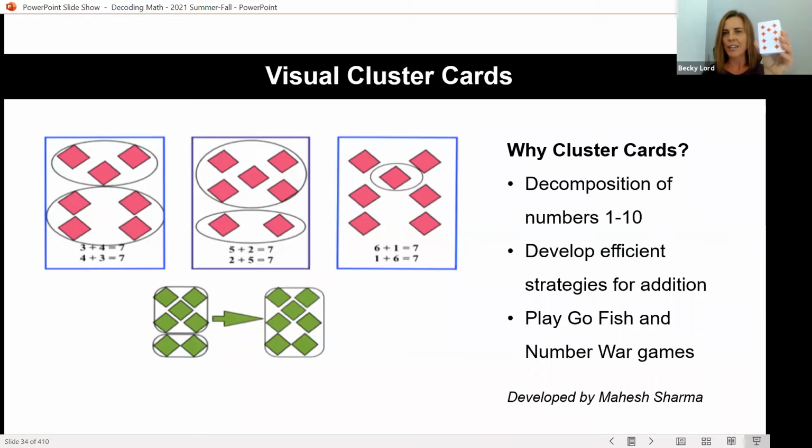And again, the great thing is these do not have a written numeral on them. So students have to subitize or figure it out. And you're going to encourage them to see it and know it, not count the individual dots over time.